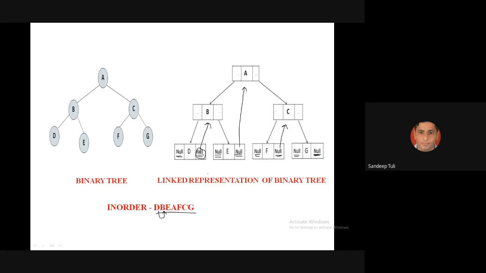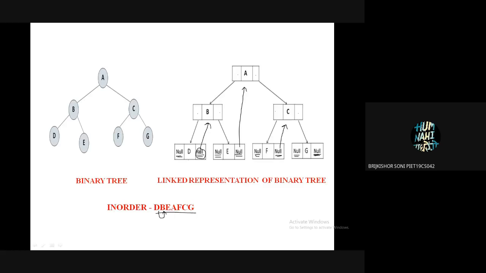What we have done, I am repeating, we have found the in order successor of the tree, so in order traversal of the tree, and then we make the right pointers of the nodes. If it is null, we will replace it by the in order successor of that node. Is it clear now?